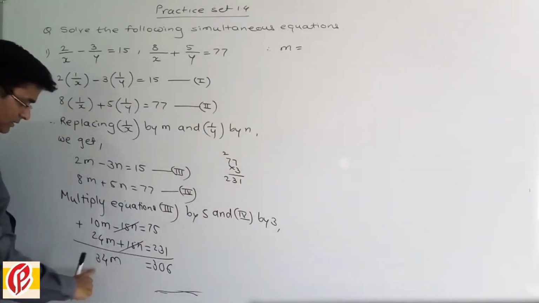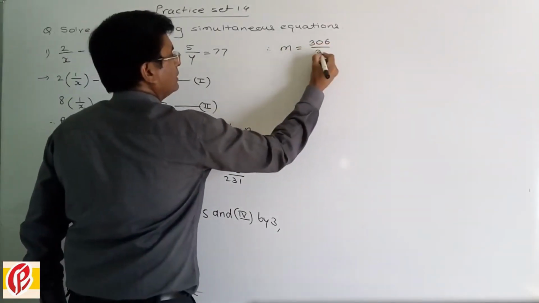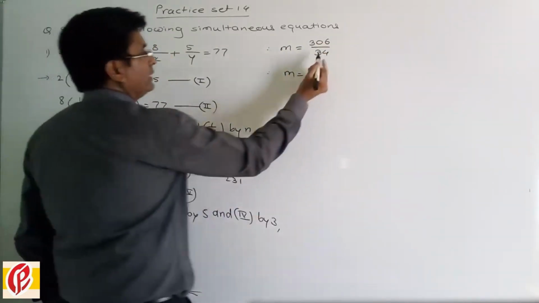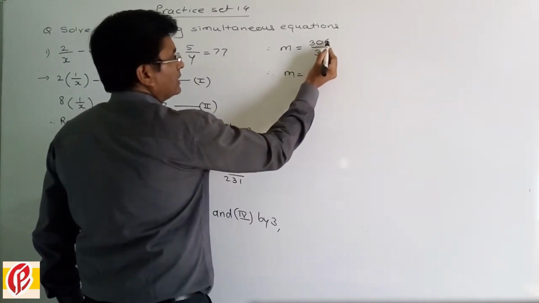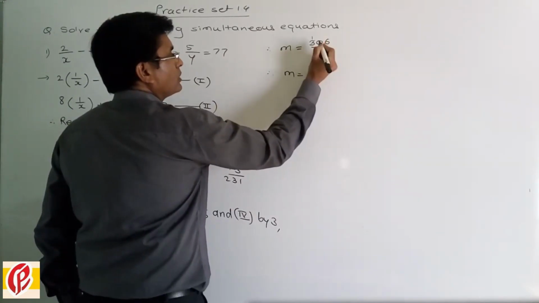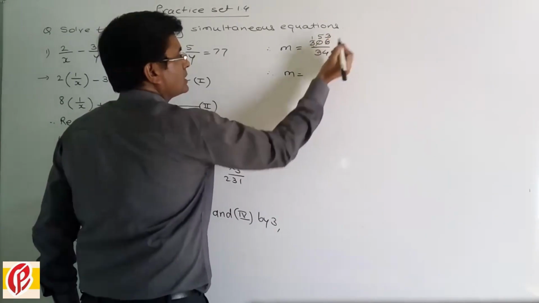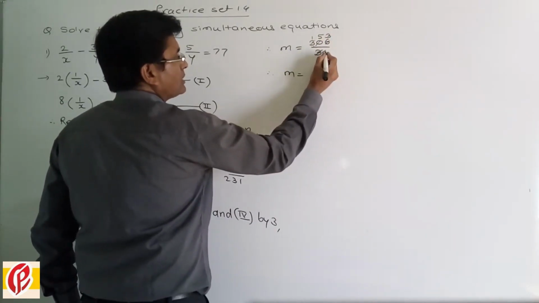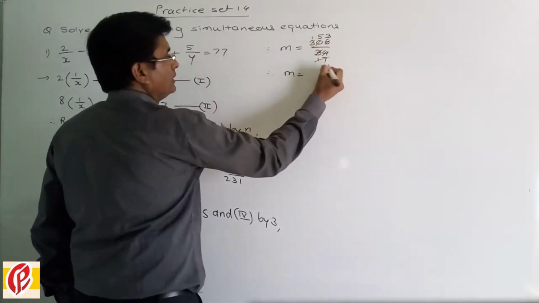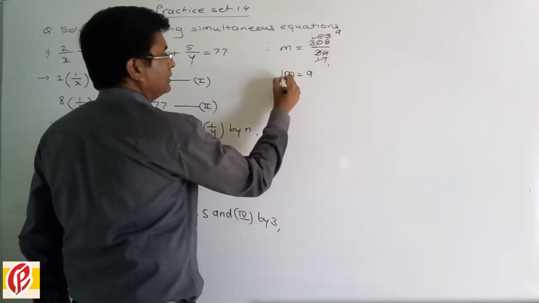Now m is equal to, shifting this 34 to the right side, 306 divided by 34. Therefore m is equal to, here is 6 and here is 4, so this number can be divided by 2. 2 1s are 2, remainder is 1; 2 5s are 10 and 2 3s are 6; 2 1s are 2, remainder is 1; 2 7s are 14 and 17 9s are 153. So we get the value of m, that is 9.